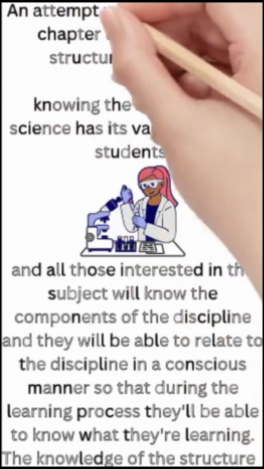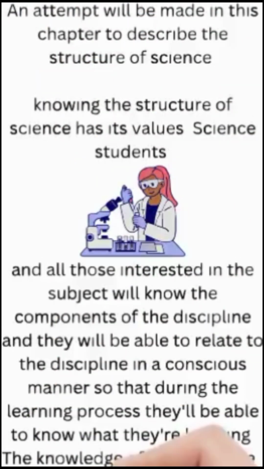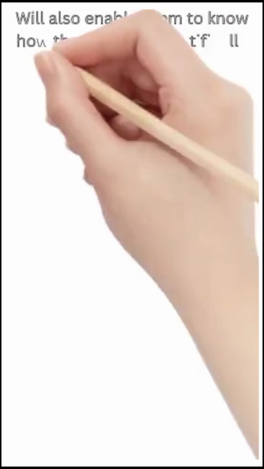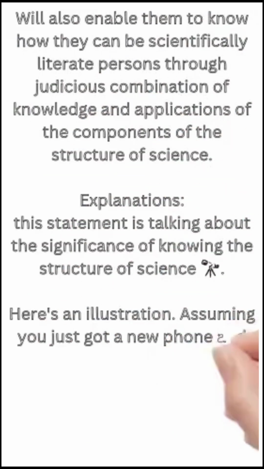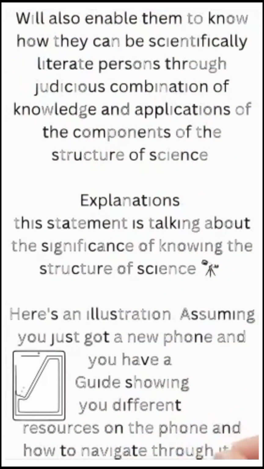Knowing the structure of science has its values. Science students and all those interested in the subject will know the components of the discipline, and they will be able to relate to the discipline in a conscious manner so that during the learning process they'll know what they're learning. The knowledge of the structure will also enable them to know how they can be scientifically literate persons through judicious combination of knowledge and applications of the components of the structure of science.